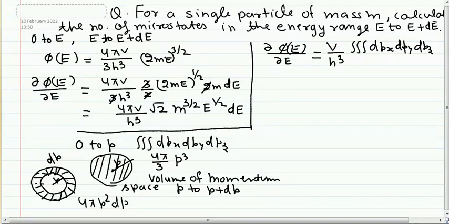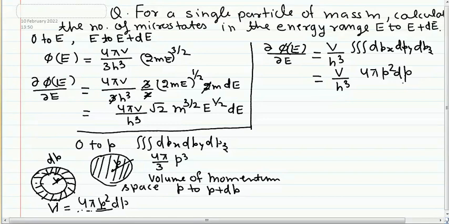So the volume is very simple. Take the surface of the sphere of radius p, which is 4 pi p square. This is the surface area, and then multiply it by the thickness. So surface area into thickness will give the volume. So the volume is represented as 4 pi p square into dp. So now what I will write here is V upon h cube, and this volume is 4 pi p square into dp.